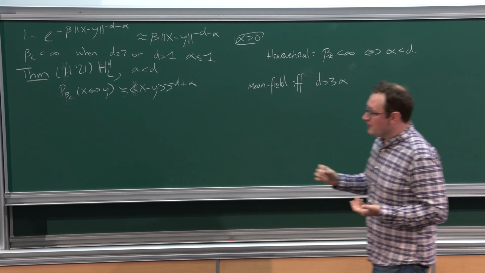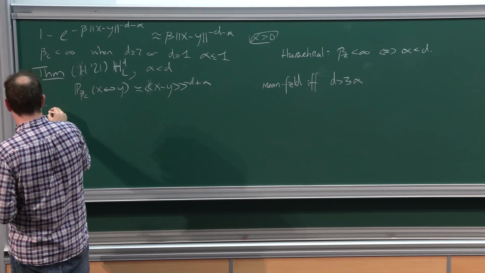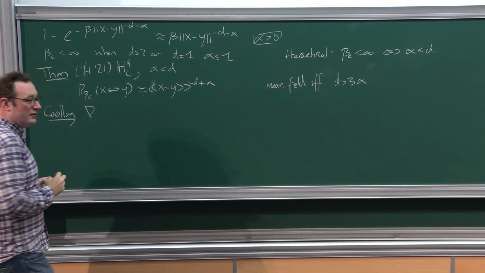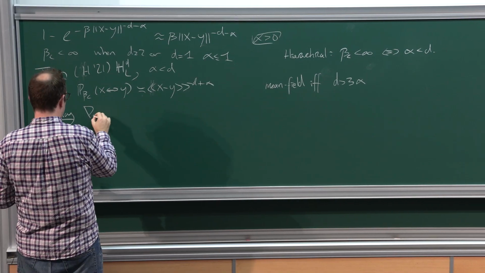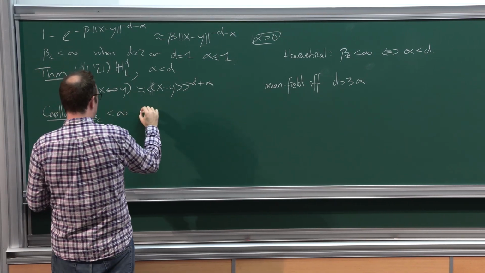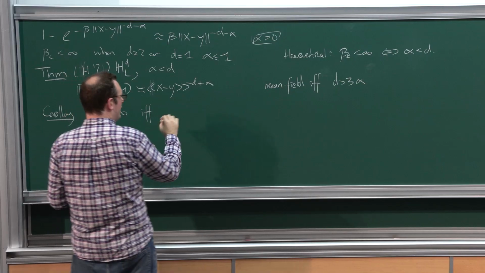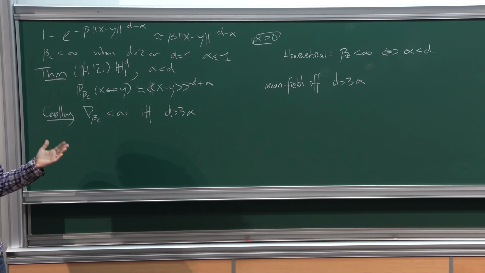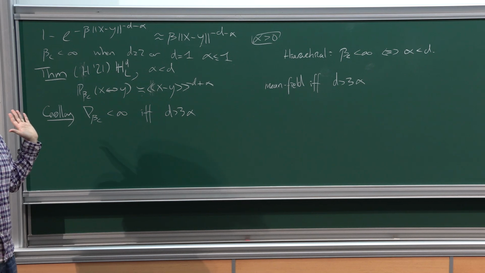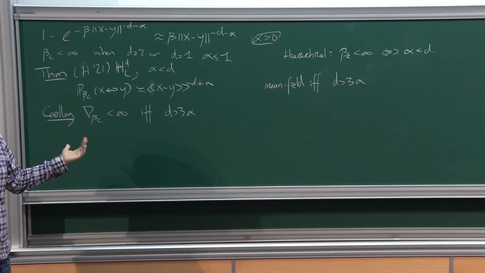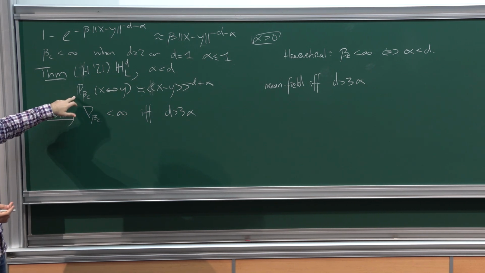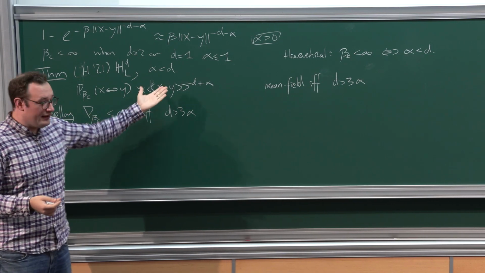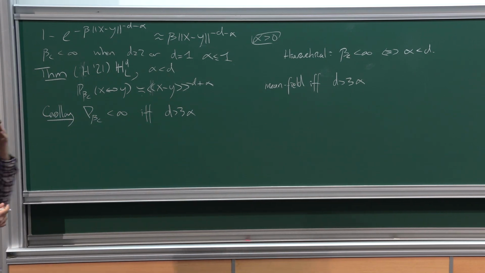In fact, it's actually a corollary of this that the triangle is finite if and only if d is bigger than 3 alpha. So in particular, triangle condition being finite, as we discussed last week, is a sufficient condition for mean field critical behavior. You can just check that it converges exactly under these things. It's just a calculus exercise.